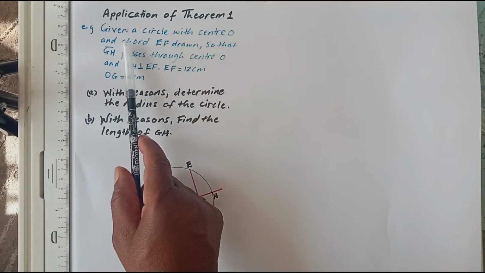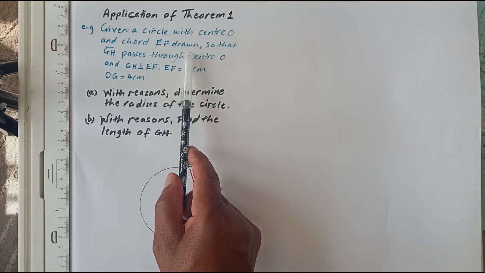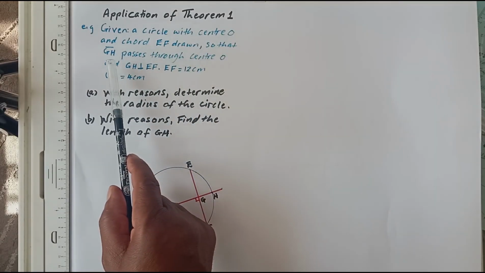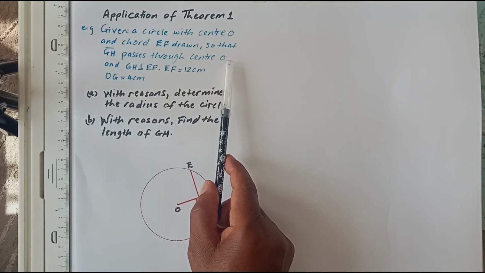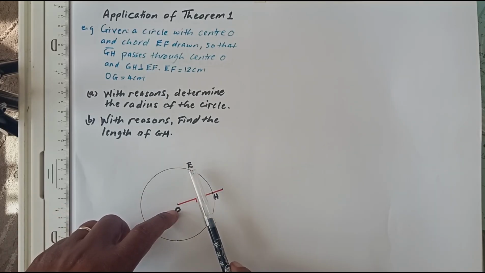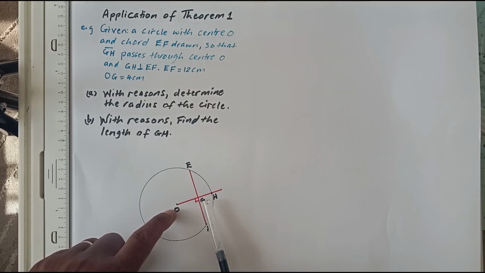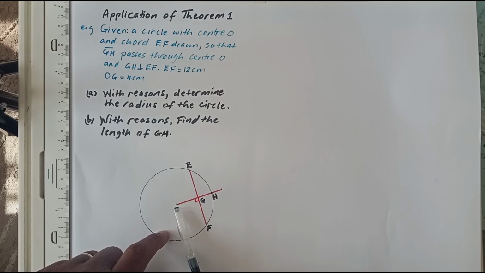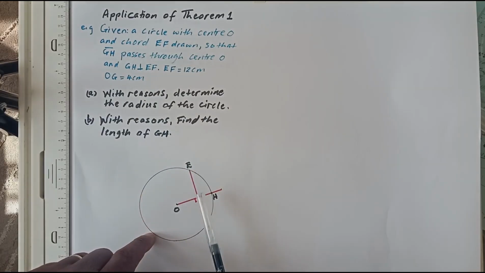This question says, given a circle with center O and chord EF drawn so that GH passes through center O. Now, there is a circle, center O, and there is chord EF. GH is this red line here. It's passing through center O, and it's said to be perpendicular. GH is perpendicular to EF.